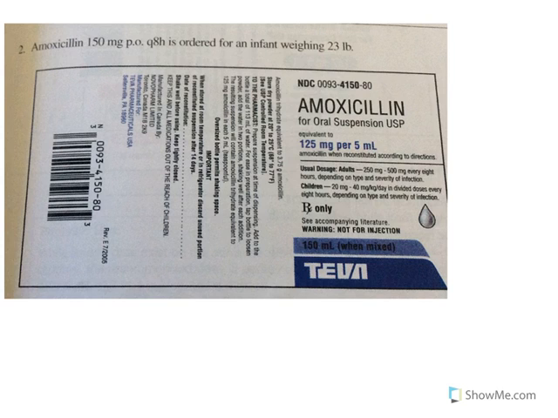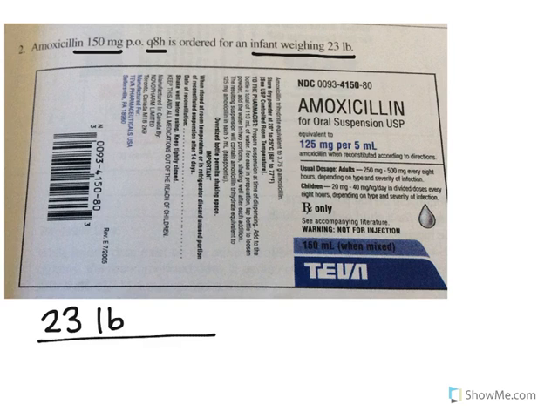In our problem here, we have an order for amoxicillin 150 milligrams every 8 hours for an infant weighing 23 pounds. Our first goal is going to be to find the child's weight in kilograms. We know that this child weighs 23 pounds, and our conversion fact says there are 2.2 pounds per kilogram.